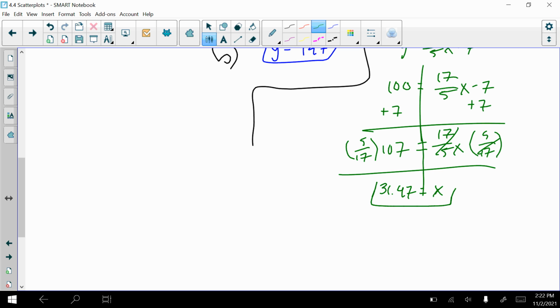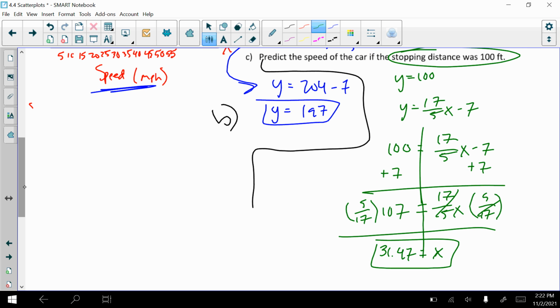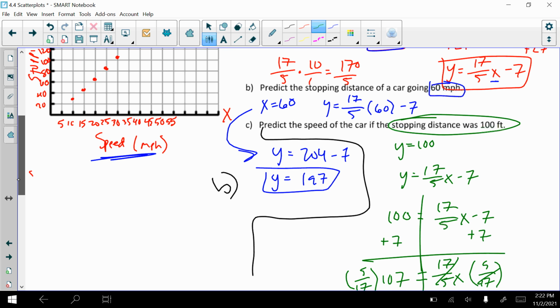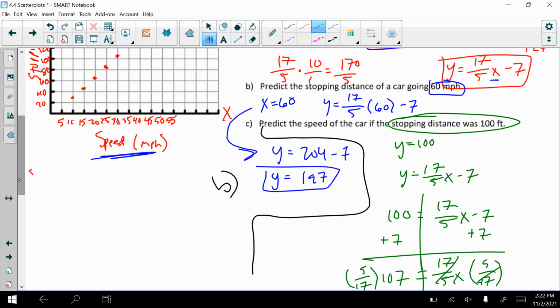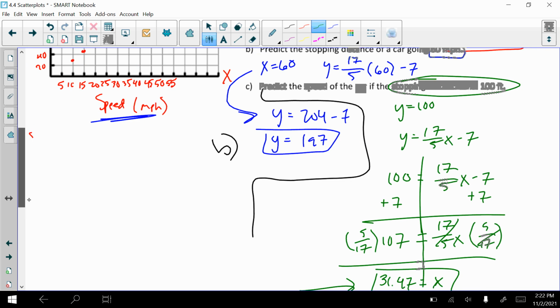Okay. So that tells me that in order for the stopping distance to be 100 feet, I would have needed to be going 31.47 miles per hour. Okay. And that looks to align pretty well with my graph. Looks pretty reasonable. Okay. All right.